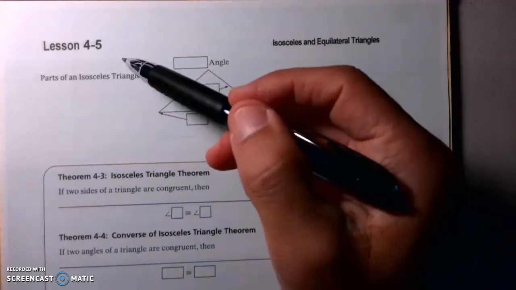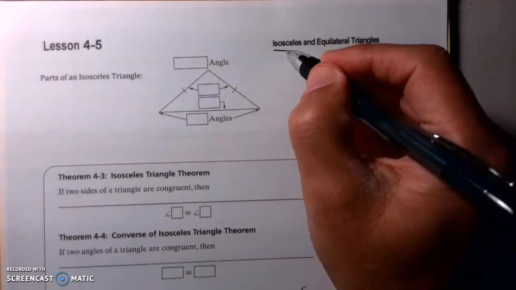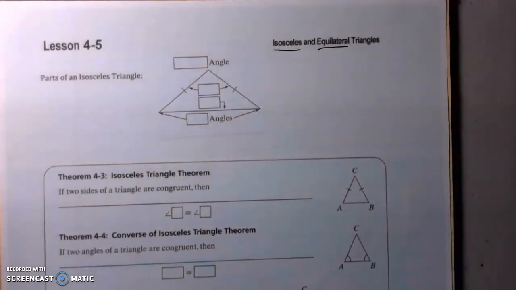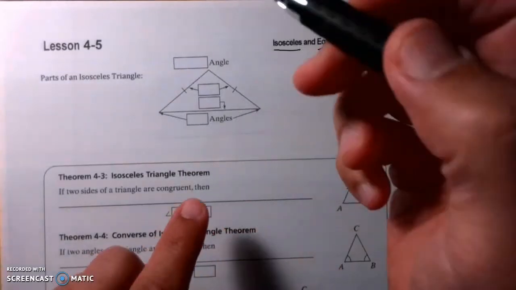All right, let's go over some notes here for lesson 4-5. We're going to be dealing with mostly isosceles triangles, but also equilateral triangles. So first of all, talking about the parts of an isosceles triangle here.